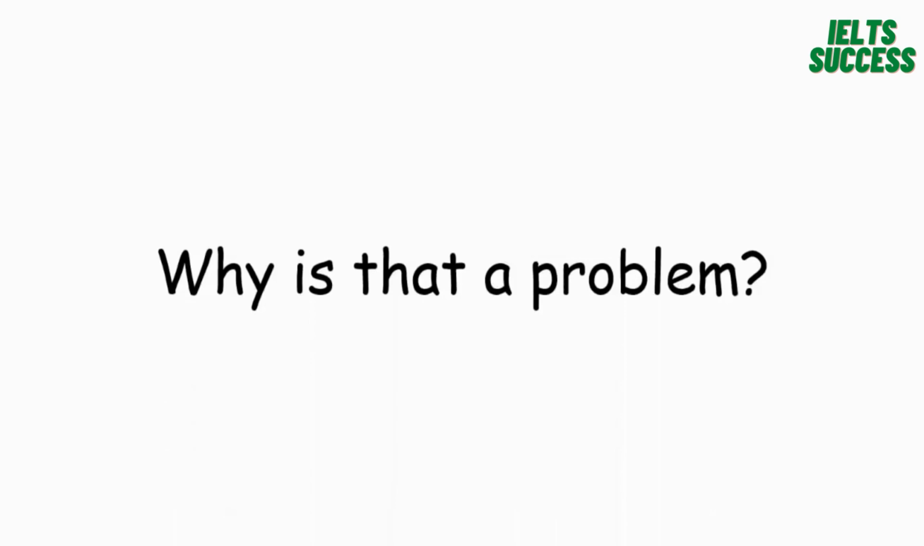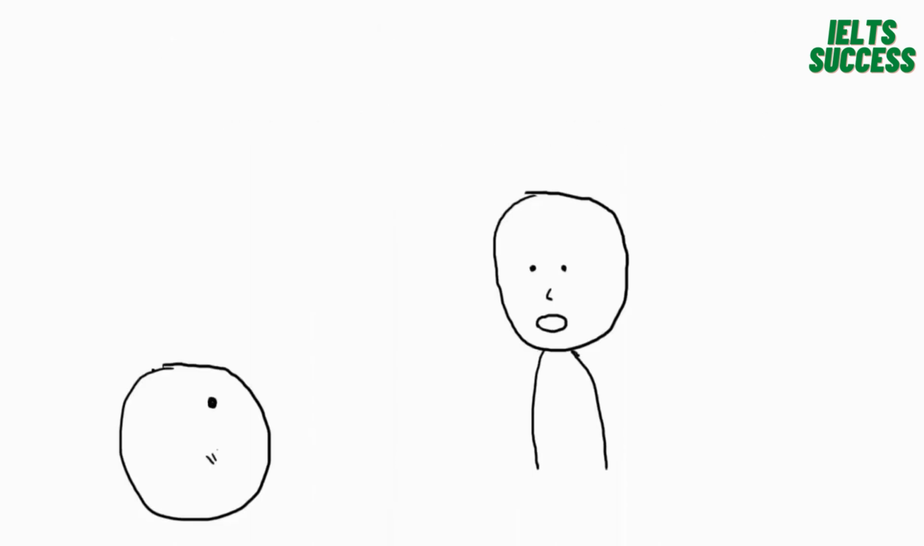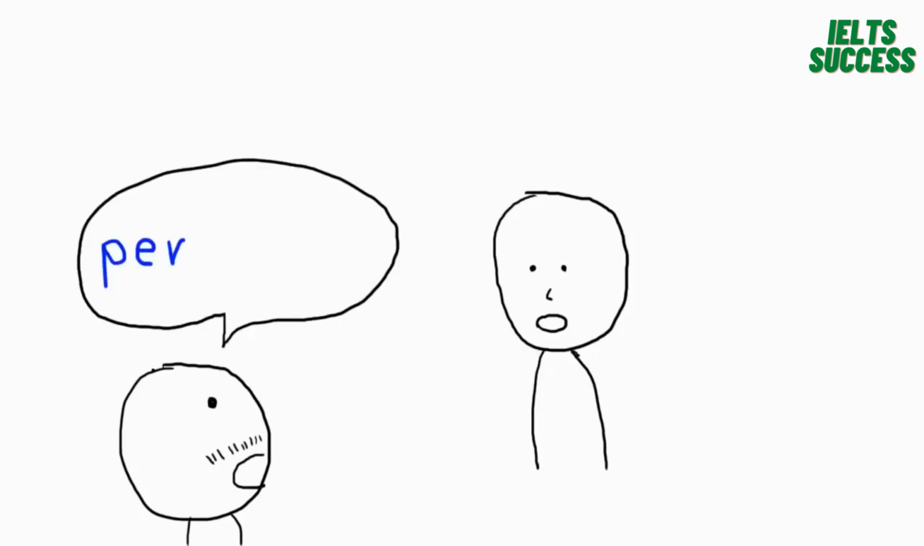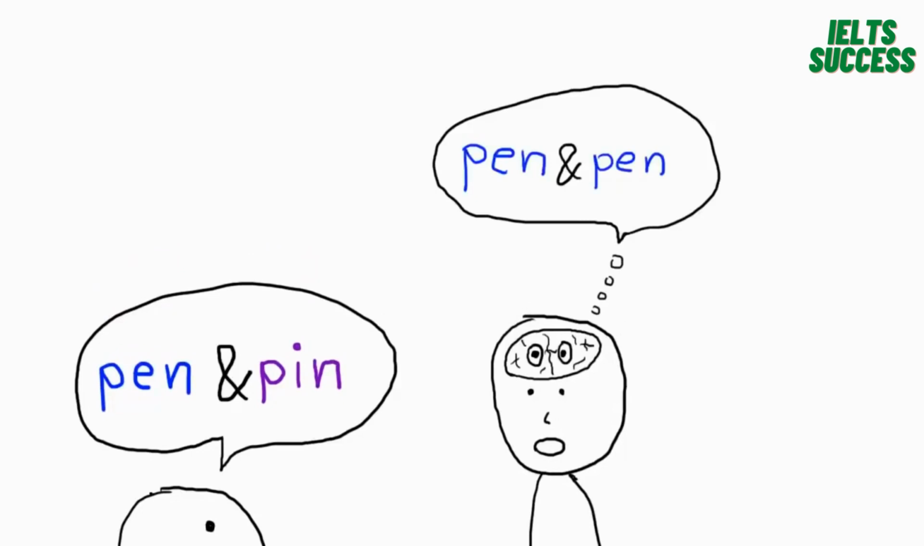Now, why is that a problem? Well, unlike babies, adults don't have the ability to easily distinguish between all the different sounds in a foreign language. So when you hear two different sounds in English, if those sounds are similar, your brain might perceive those sounds as the same. And that's why learning to make each sound separately may not work.